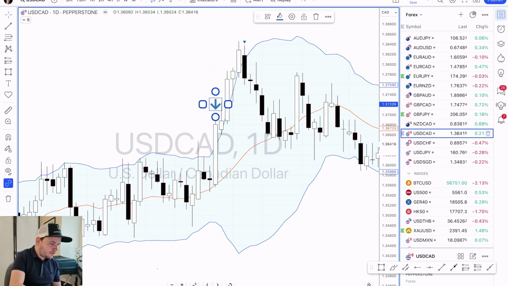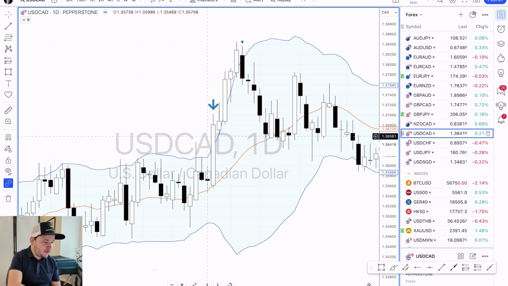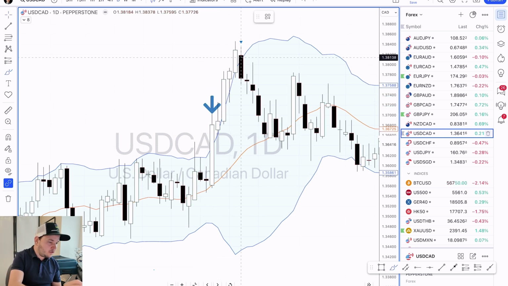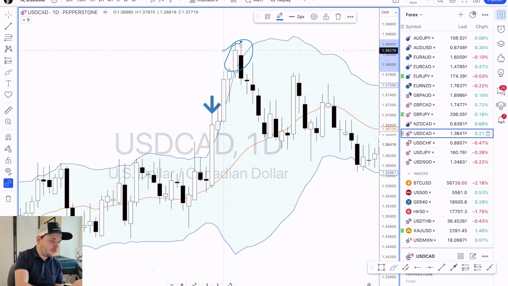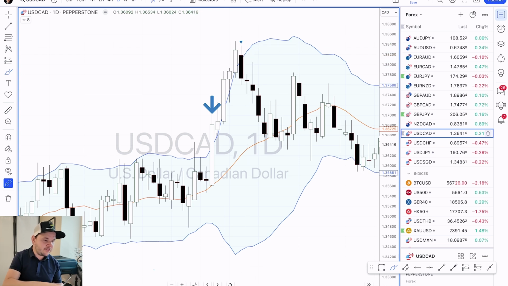Here, price went above the band. But look how it continues even up after that, all the way to here. But look how we have an engulfing candle here. We have my little triangle, which is my custom indicator I use to spot the setup myself.